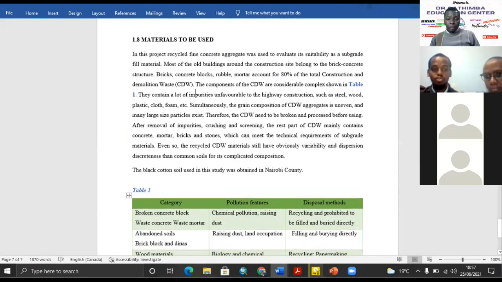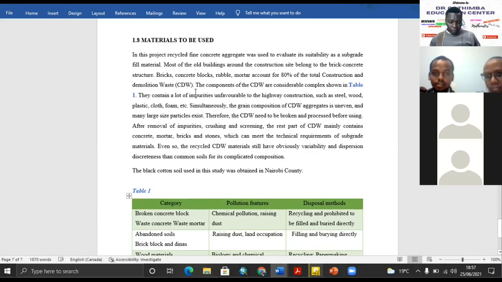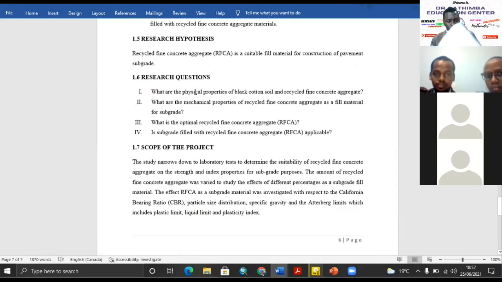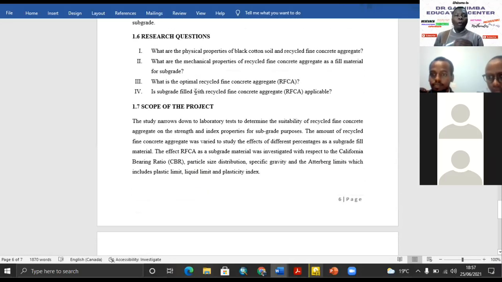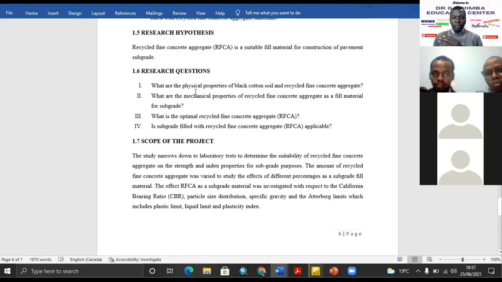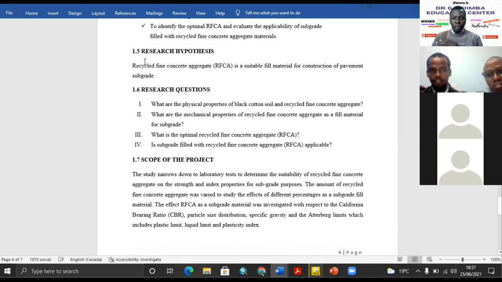Yeah, we had a question on research hypothesis. No, that one, forget about it. For social scientists, a research hypothesis is like the questions. We have the null hypothesis and alternative hypothesis. Like, what are the physical properties of black cotton soil and recycled concrete? So, for example, these are the research questions, and that is the research hypothesis. Is the idea okay, or is there another way to write a hypothesis? Yeah, like this is an alternative.